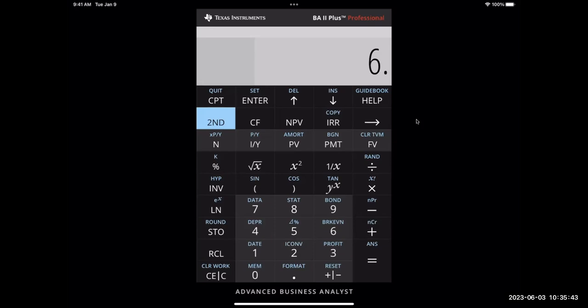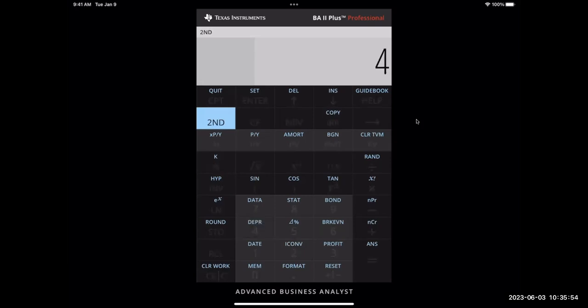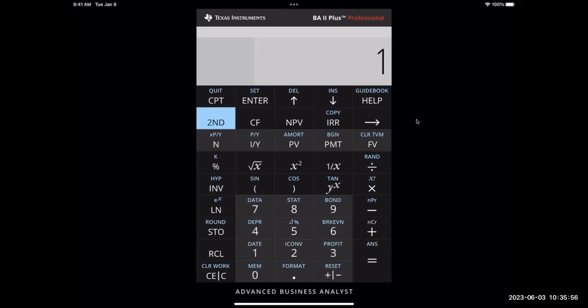And that's that. That's how you do all that. It's all programmed on your calculator. So if I was going to do 4 choose 1, I should get 4, right? So 4 second function nCr 1 gives me 4.